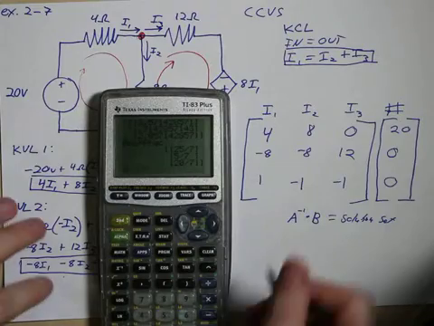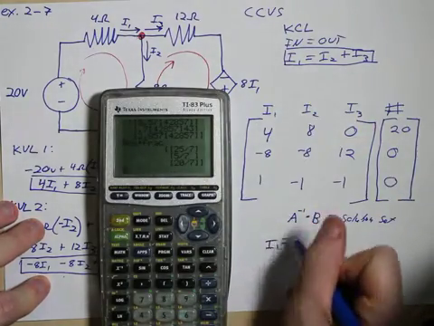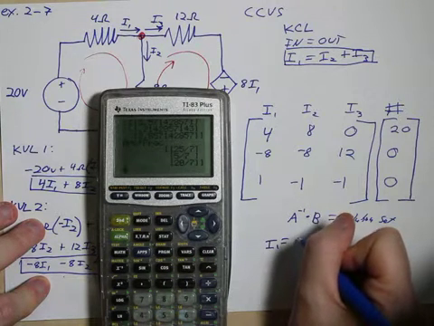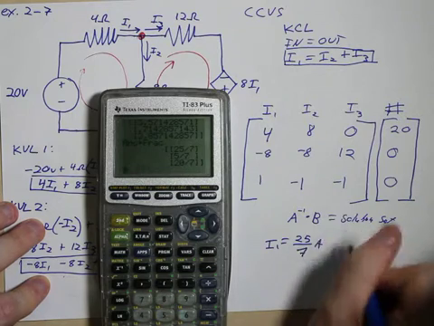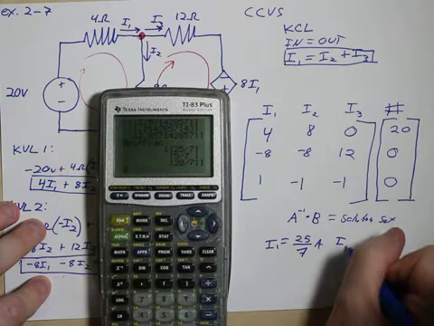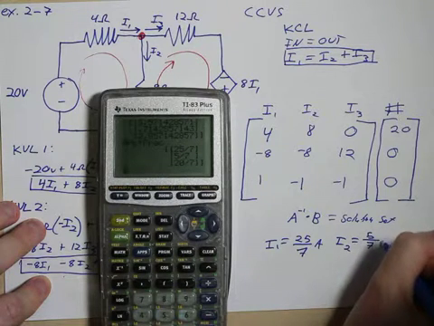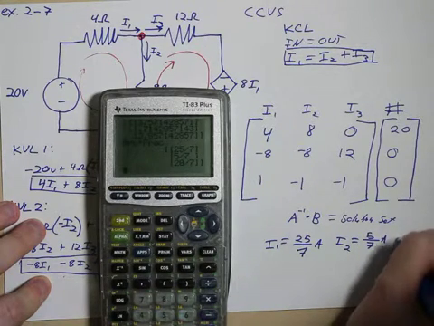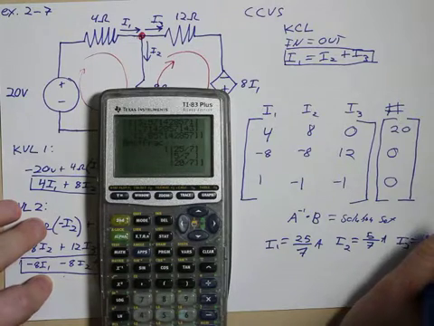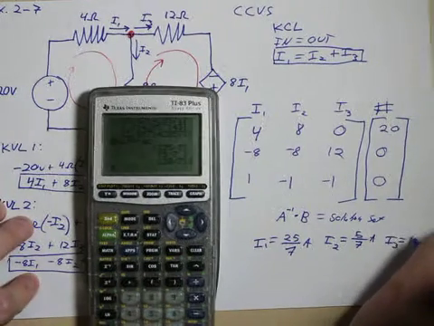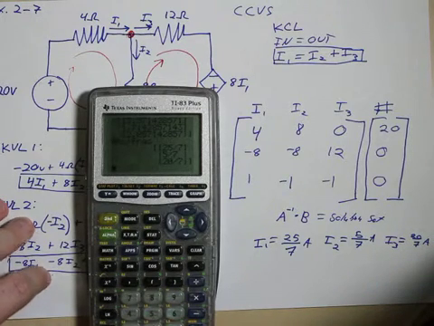So that means I1 equals 25 over 7, and what's the unit? Amps. I2 equals 5 over 7 amps. I3 equals what is that, 20 over 7? Yeah, 20 over 7 amps. So those are our solution set.